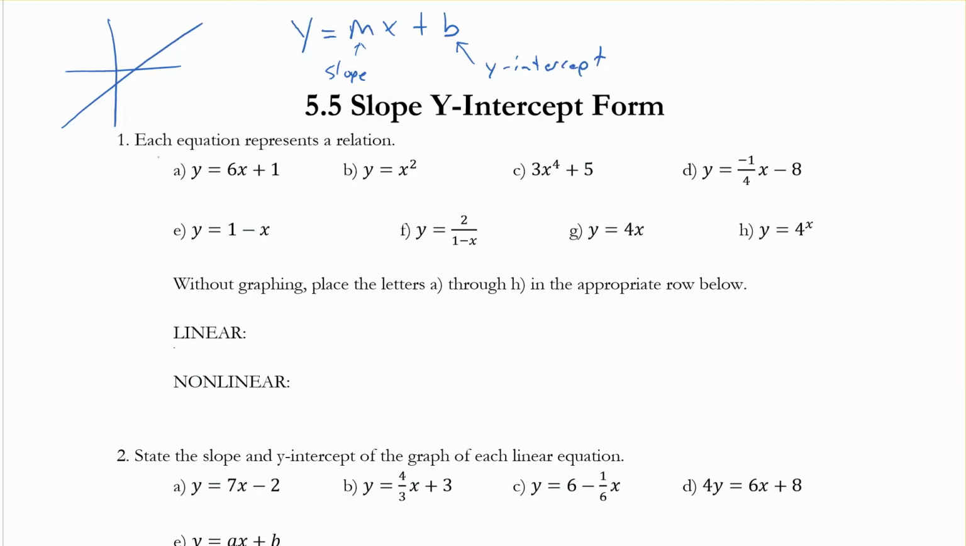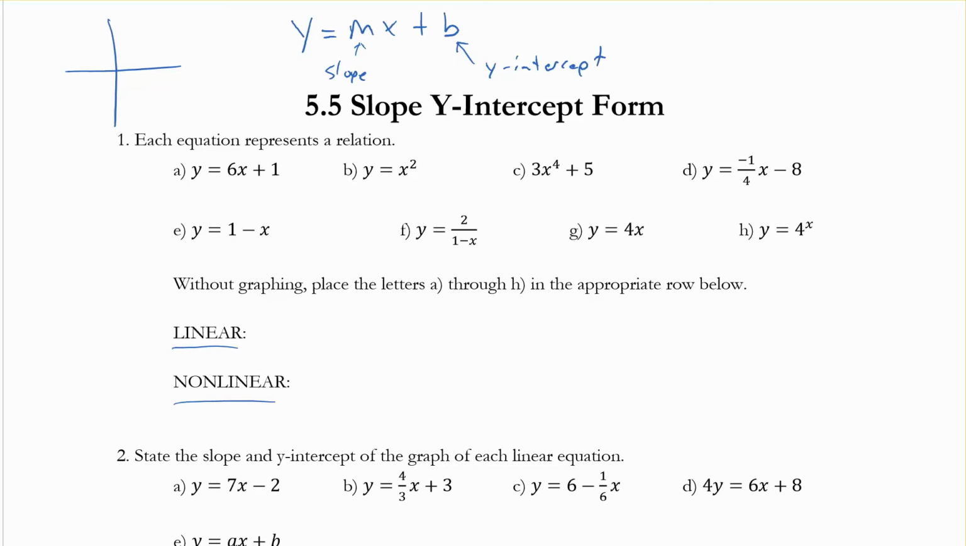So the first one here says each expression represents a relation. Without graphing, place letters A through H in the appropriate row below, so whether it's linear or non-linear. Non-linear, an example of that would just be something like that. Just not a straight line. Could be anything. It could be something like that. Whatever.